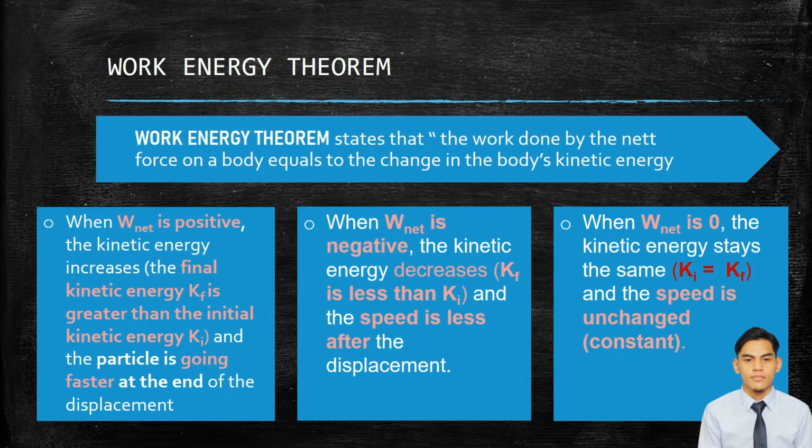So when W net is positive, the kinetic energy increases. The final kinetic energy, Kf, is greater than the initial kinetic energy, Ki, and the particle is going faster at the end of the displacement. When W net is negative, the kinetic energy decreases, Kf is less than Ki, and the speed is less after the displacement. And when W net is 0, the kinetic energy stays the same. You can see here K initial is equal to K final, and the speed is unchanged or constant.